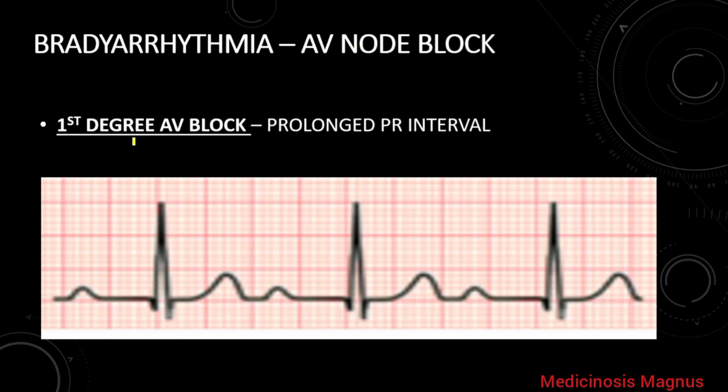In the first degree AV block, the PR interval is just prolonged. If you see, this is the PR interval. This is P, this is QRS. The distance here is the PR interval. In every beat, the PR interval would just be prolonged. So this is first degree AV block, just the prolongation of the PR interval, and there are no absent complexes.